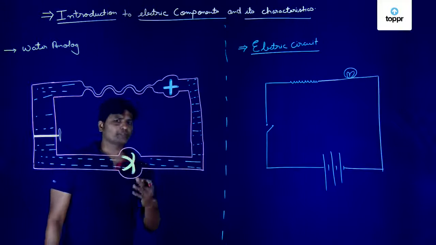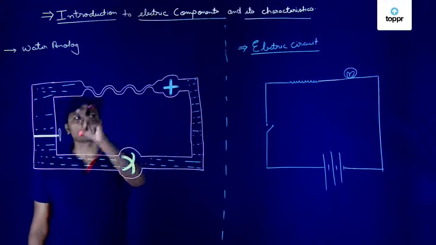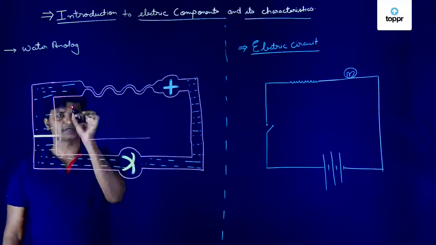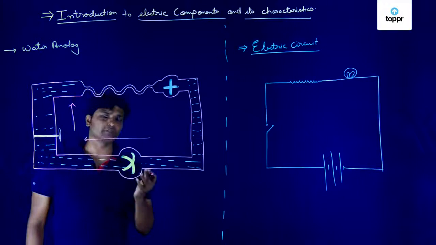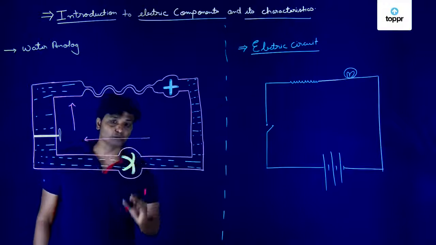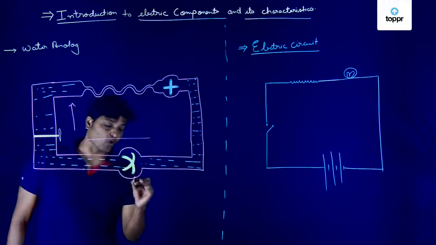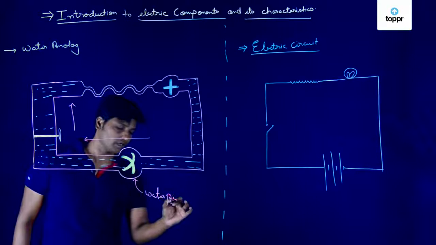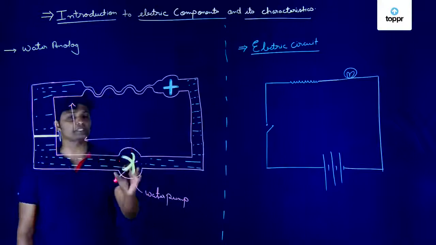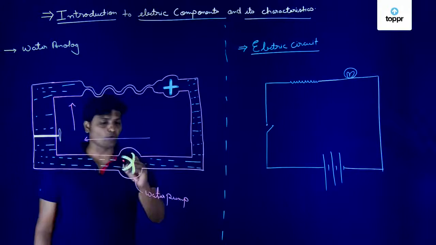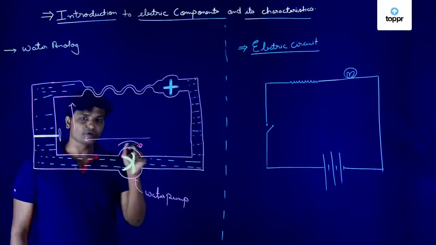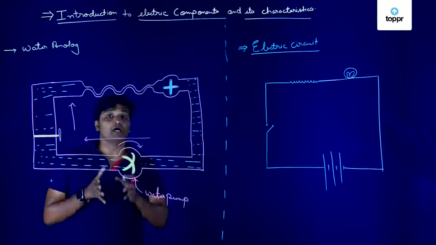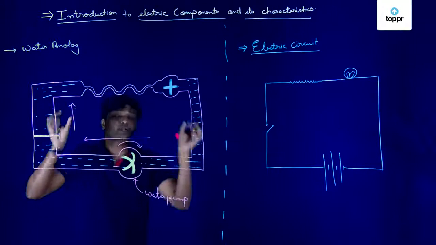Now, if I want this water to flow throughout this pipe in this direction, let's say this direction, what am I supposed to do? I am supposed to use something which is called as water pump. Now, if I am turning this water pump on, what will happen? The blades of the water pump will start rotating, and this water pump will create difference in the pressure throughout this water pipe.